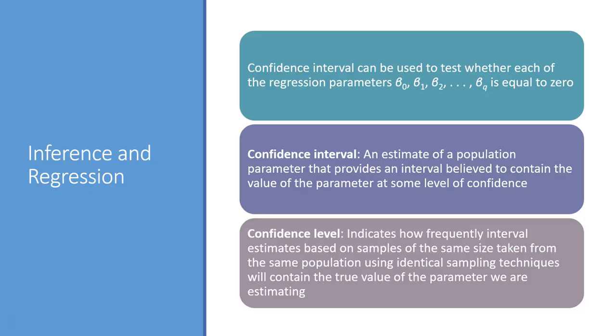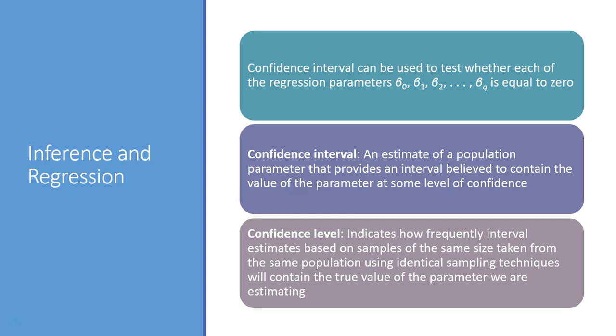So to test that beta sub j is 0, meaning that there's no linear relationship between x sub j and y, at some predetermined level of significance, typically 0.05, the first thing you're going to do is build a confidence interval at the 1 minus 0.05 times 100% confidence level. If the resulting confidence interval does not contain 0, we can conclude that beta sub j differs from 0 at the predetermined level of significance.